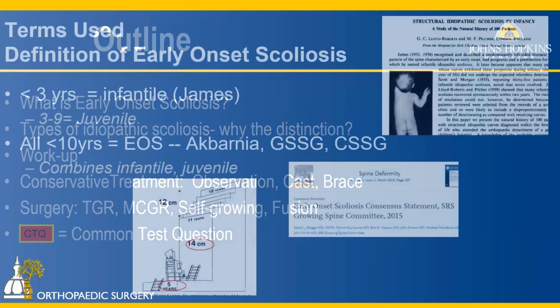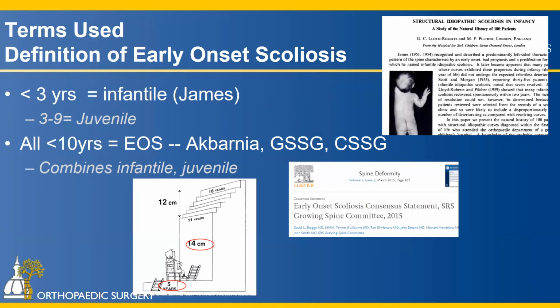So the terms used vary a little bit. In the older days, you'd hear the terms early onset, that is infantile and juvenile scoliosis, but recently those were lumped together to simplify things by Dave Skaggs and Baruz and the Growing Spine Committee. So I think that combines both infantile and juvenile, anything under age 10, because they have certain features in common.